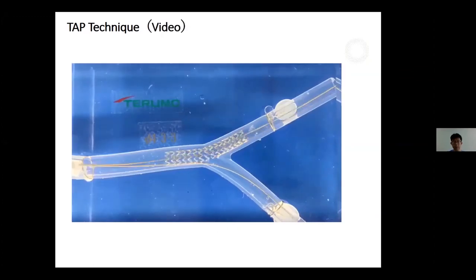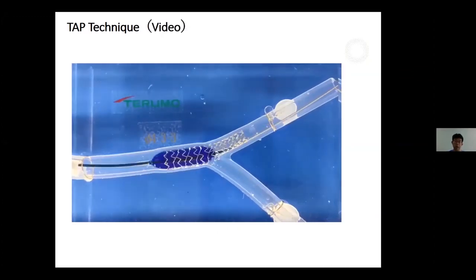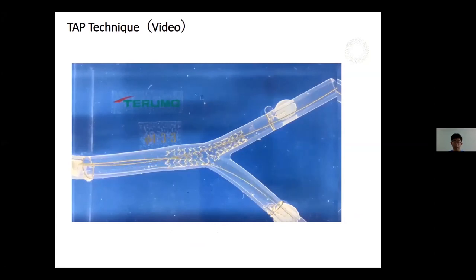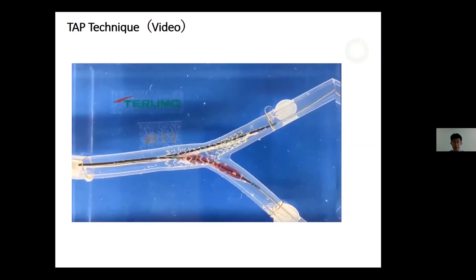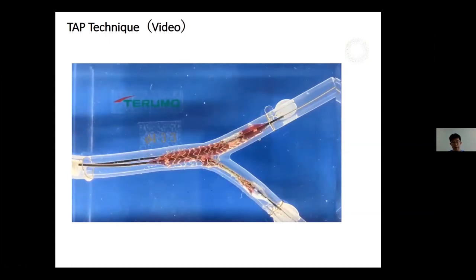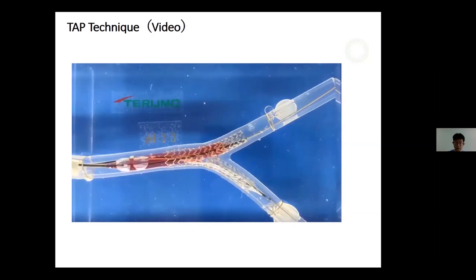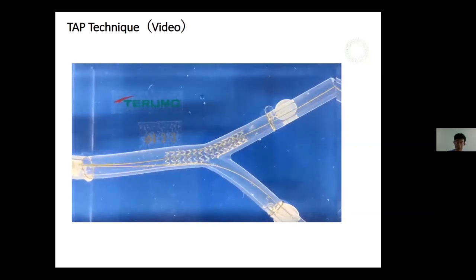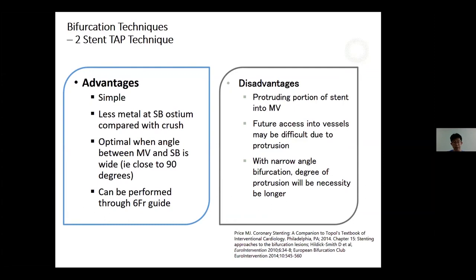This is a video from the Terumo company, the TAP technique. Recross distally, deliver the balloon to the side branch, balloon dilatation, and then final kissing balloon. And then deliver the stent for the side branch, with a slightly proximal position in the LMT. Finally, KBI and finally POT. The advantage is that it is simple, but the disadvantage is that the protrusion of the stent in the LMT is not good.